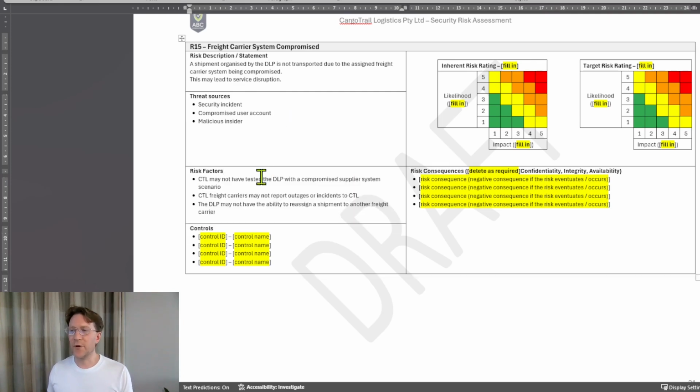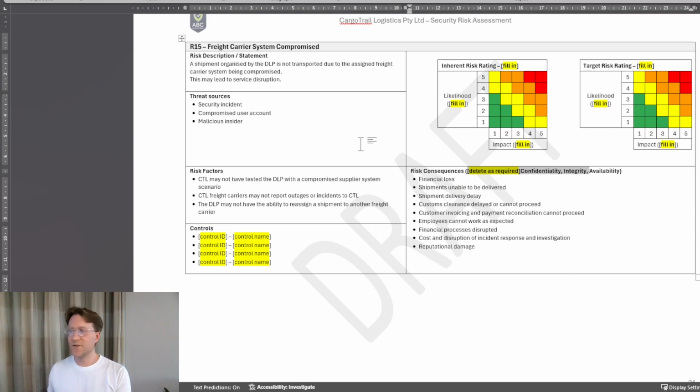For risk factors, we don't know if CTL have tested the DLP with a compromised supplier system scenario. We don't know if the DLP will detect that something's wrong, if it's going to act in a different way, or if it's just going to proceed and be misled, or whatever the consequences are from the system being compromised. We also don't know if the freight carriers will report any issues that they have to CTL. And we don't know if the DLP can assign a freight shipment to another freight carrier if the original one it was assigned to has a problem.